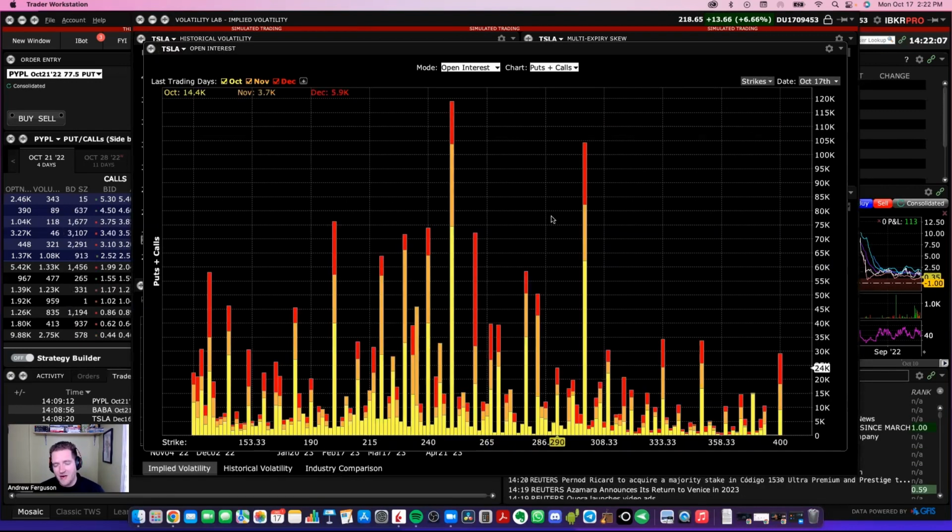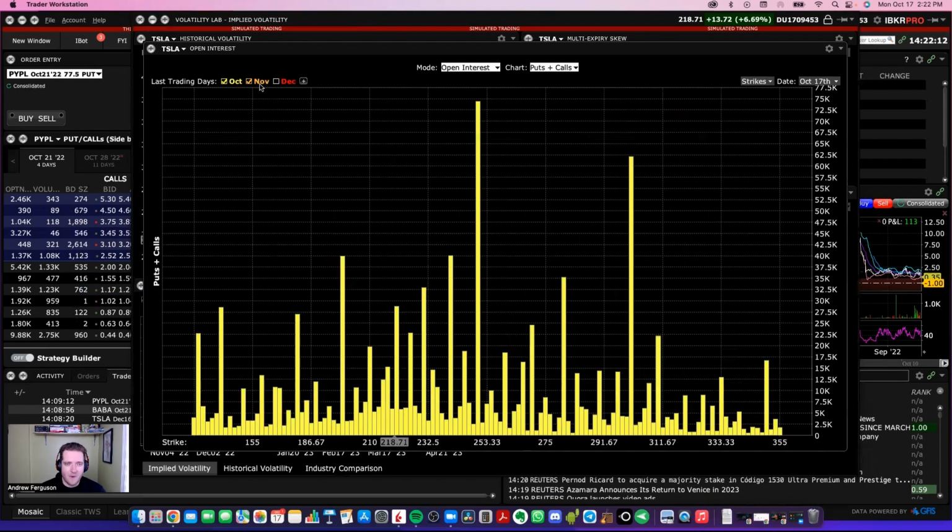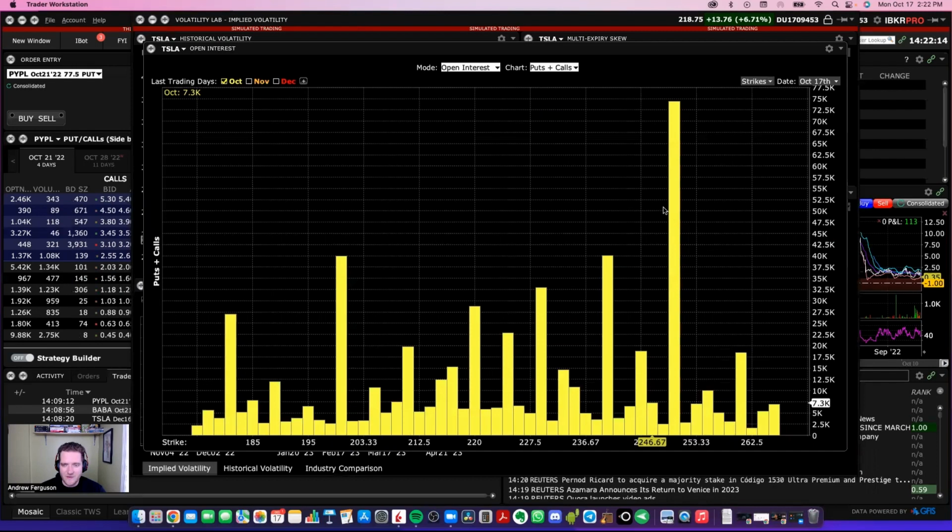If we want to go one level further and take some of this data off to make it a little bit shorter time frame, we can take December and November off. We can see then that the 250 is the big one, and 240 here as well are the big numbers.